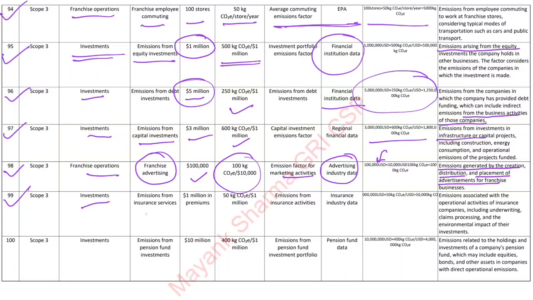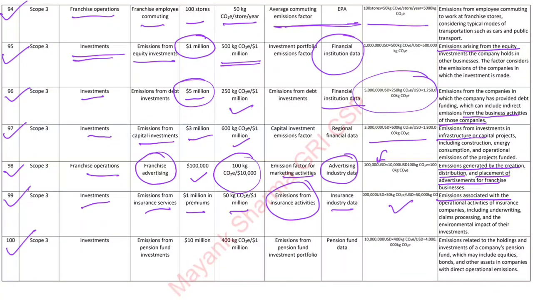Scope 3 investment emissions from insurance services. So for insurance services related activities, let's say $1 million in premium, this is the emission factor for emissions arising from the insurance activity. Insurance industry data is providing the emission factor. Basically, we see 1 million multiplied with the emission factor, and we get the emission associated with the insurance services. These are emissions associated with the operational activities of the insurance company, including underwriting, claim processing, and the environmental impact of their investments.